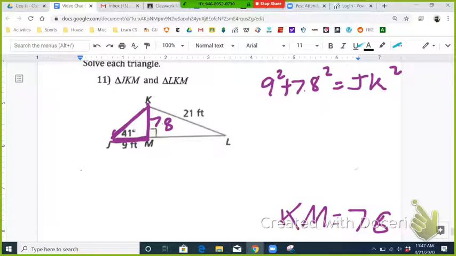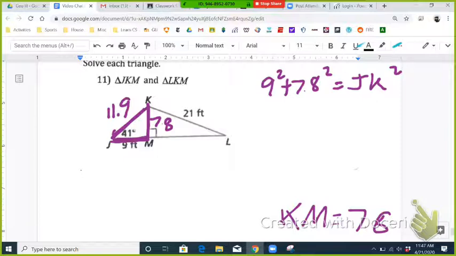So 9 squared plus 7.8 squared, when you take the square root of that, it comes out to 9 point, oops, I typed in my calculator wrong. It comes out to 11.9. Alright, so now we know this side is 11.9 by doing the Pythagorean Theorem.